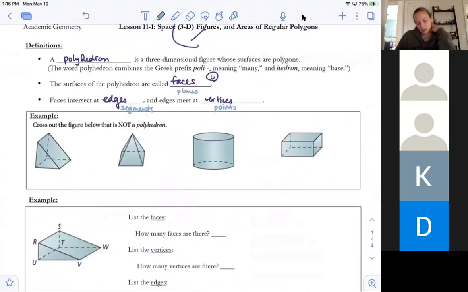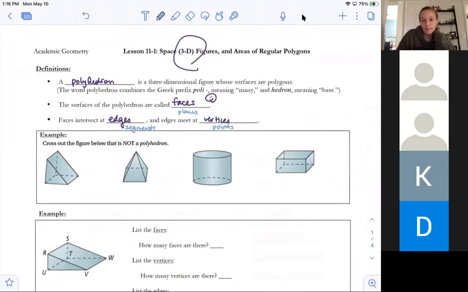All right, first example. It says cross out the figure below that is not a polyhedron. Something that's not a polyhedron means you can't have a polygon as its side. The first couple both have polygons as sides: triangles, rectangles, squares, all that fun stuff. Same thing with the last one, it's squares and rectangles. The third one is the one that does not work because I have a circle as one of my bases. A circle is not a polygon, it's a circle. Polygons have edges and straight lines. They don't have any curved lines. So this cylinder-looking item is not a polyhedron.